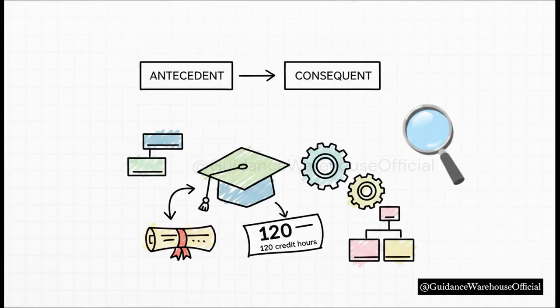Which brings us to the second part, the consequent. The consequent is whatever follows the word then. It is the necessary result that follows the antecedent. If the antecedent turns out to be true, the consequent is the outcome. Boom! So, going back to our graduation example, expecting to graduate was our antecedent, and completing the 120 credit hours was the consequent, the direct result of that expectation. This two-part anatomy is the basic blueprint for all conditional logic.